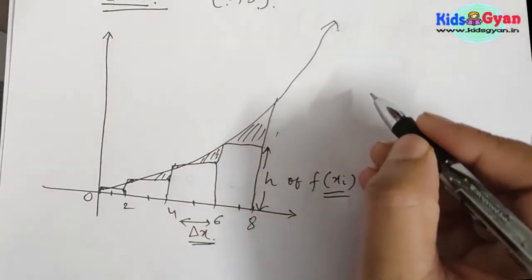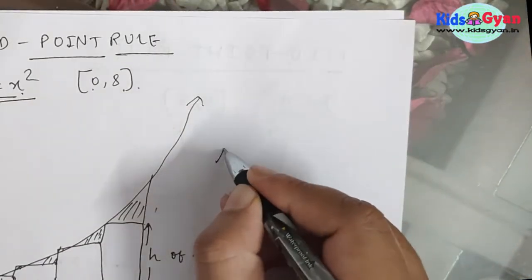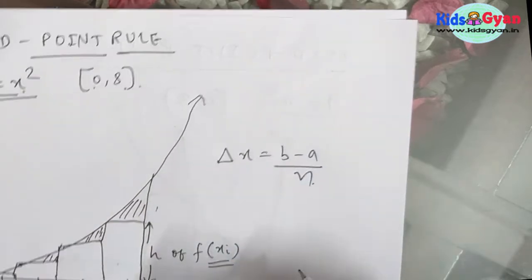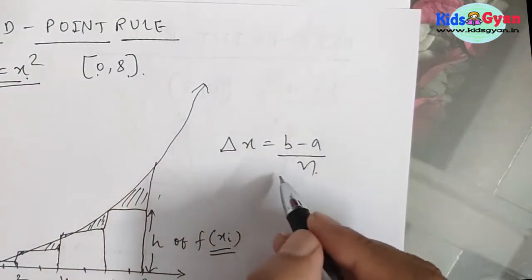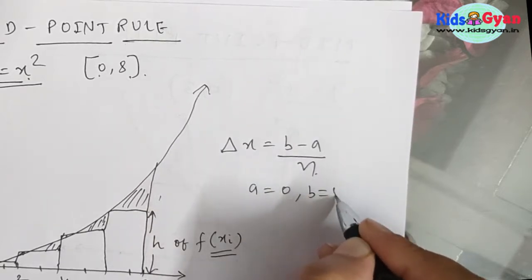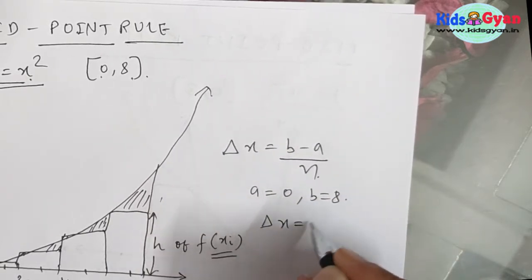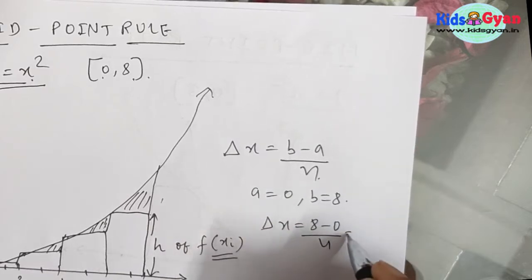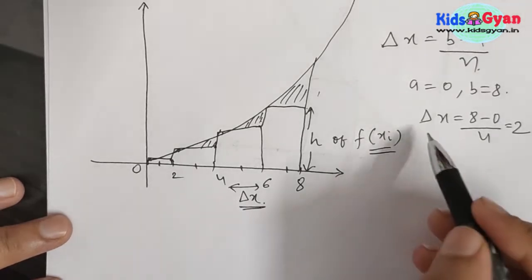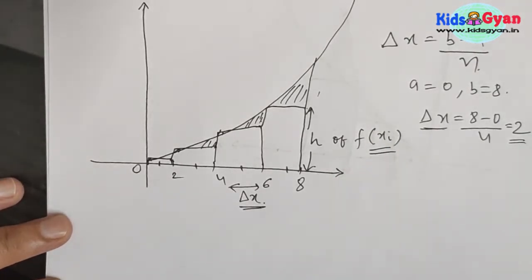Now what is delta x? Our delta x is b minus a upon n, for the closed interval 0 to 8. So here a is equal to 0 and b is equal to 8. So delta x is 8 minus 0 divided by 4, that is 2. So our delta x is 2.